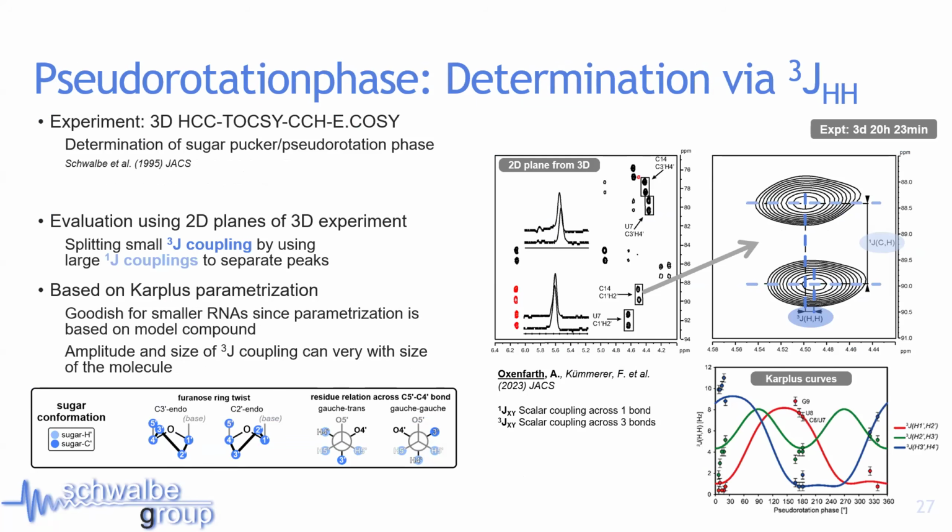And in this case, we just use the 3D ACC-TOCSY-CCH-E.COSY experiment. The name is maybe more complicated than the experiment actually is. And here we extract 2D planes from a 3D experiment, and the very small 3J HH coupling is separated by this very large 1J CH coupling. And the nice thing is, if you remember the talk that Katja gave yesterday, actually the 1' position of the sugar moiety is often quite well dispersed.